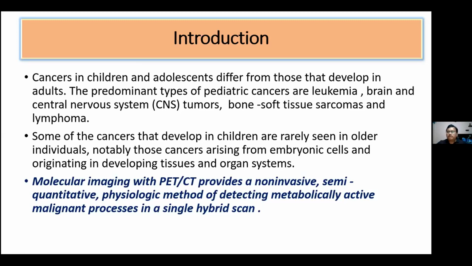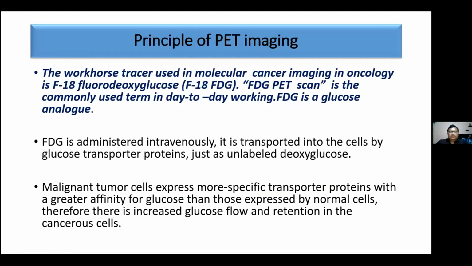Now, molecular imaging with PET-CT, because basically the imaging modality is PET-CT, provides a non-invasive, semi-quantitative, physiologic method of detecting metabolically active malignant processes in a single hybrid scan. So briefly, we'll discuss the principles of PET imaging, how imaging is done. Then we will go on to the individual types of cancers. Then in a subsection in the last, we will discuss the role of MIBG imaging in neuroblastoma.